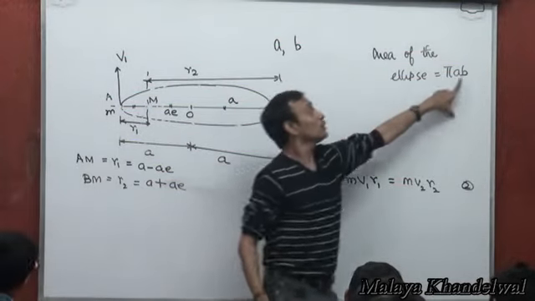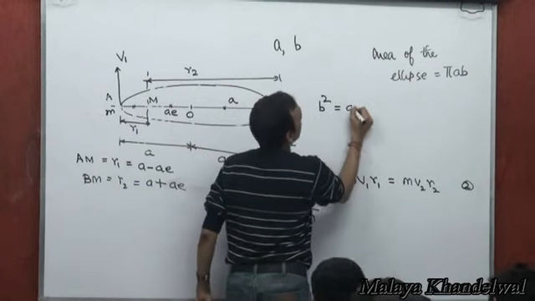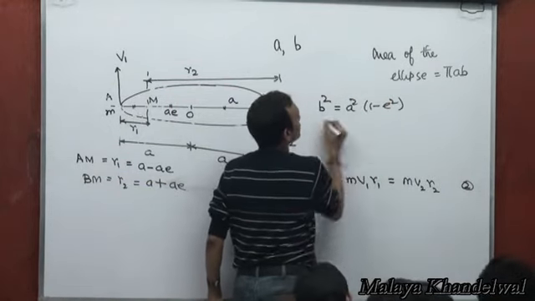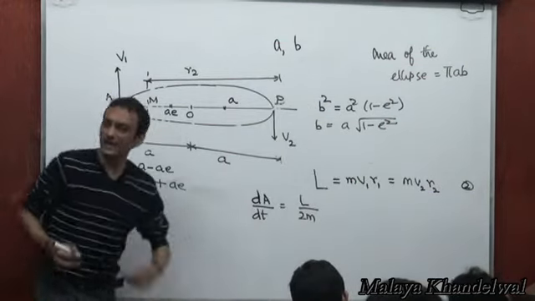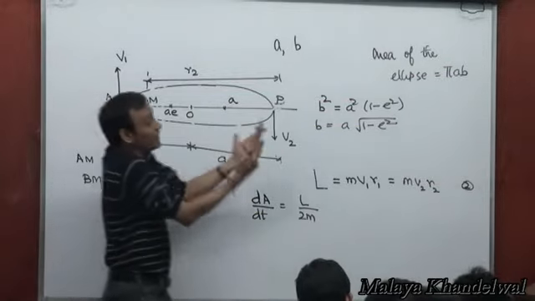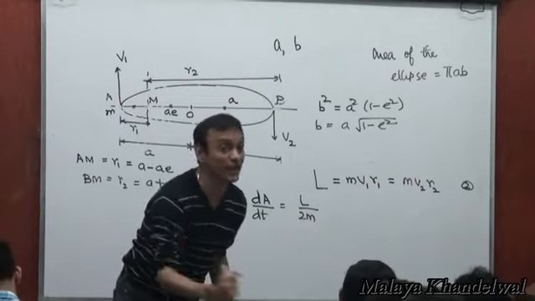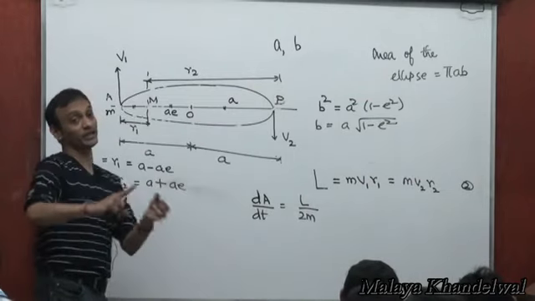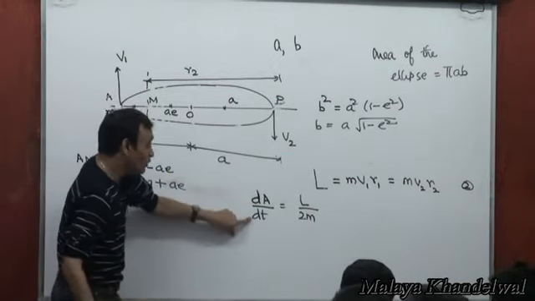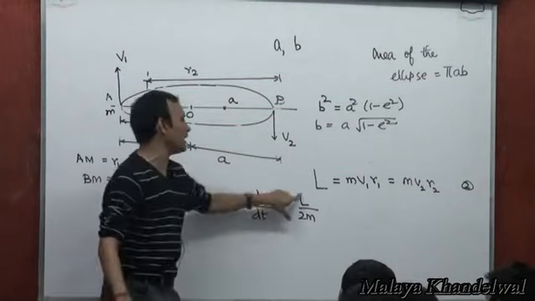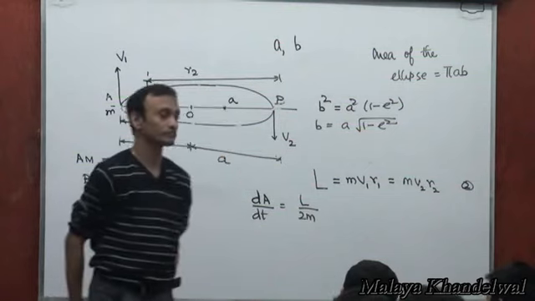Where B is known in terms of A. Why? Like I said, B squared is A squared into 1 minus E squared. So B is A root 1 minus E squared. So B is also known in terms of A. So the entire area of the ellipse will be known in terms of A and E, the complete area of the ellipse. And we know dA dt, the rate at which area is described, L by 2M, also in terms of small a and small e, right?